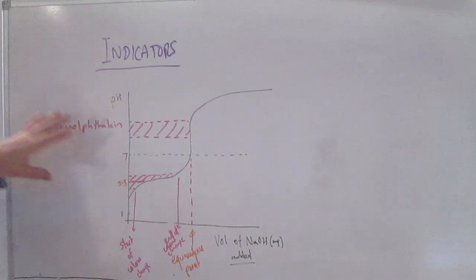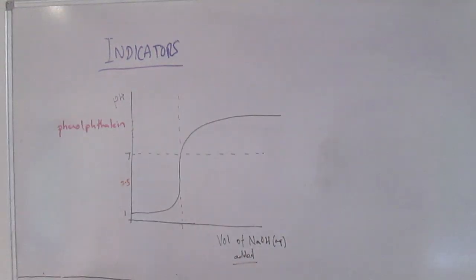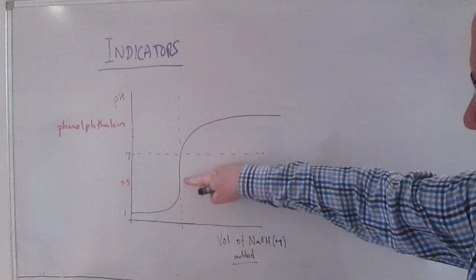So phenolphthalein is fine for a weak acid and a strong base. It would also be fine, of course, for a strong acid and a strong base, because it's going to be within the vertical region still. But what about if we have a weak base and a strong acid? Okay, so this one, remember, is the sort of curve you get when the acid is strong, so you get a nice vertical region in the acid part of the curve.